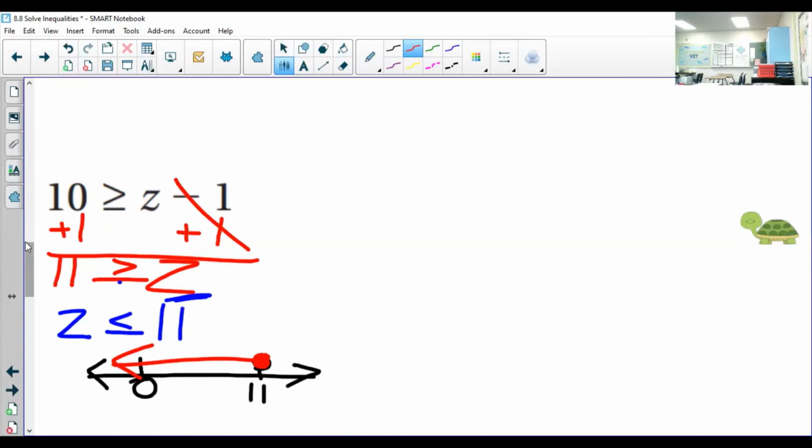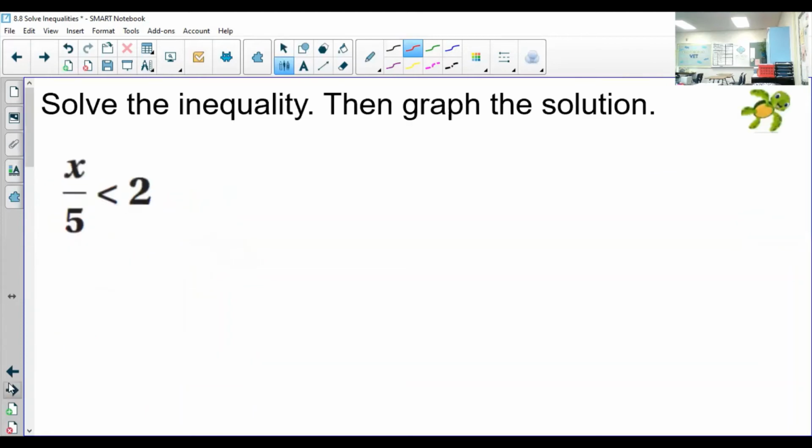Okay, hopefully I didn't go through that too fast, but we're just combining two things you already know. You already know how to solve equations, and you already know how to graph inequalities. So this is just a pretty simple lesson where we're combining the two. Okay? Now let's see. Next, we're going to do the same thing, but this time we're going to multiply or divide.